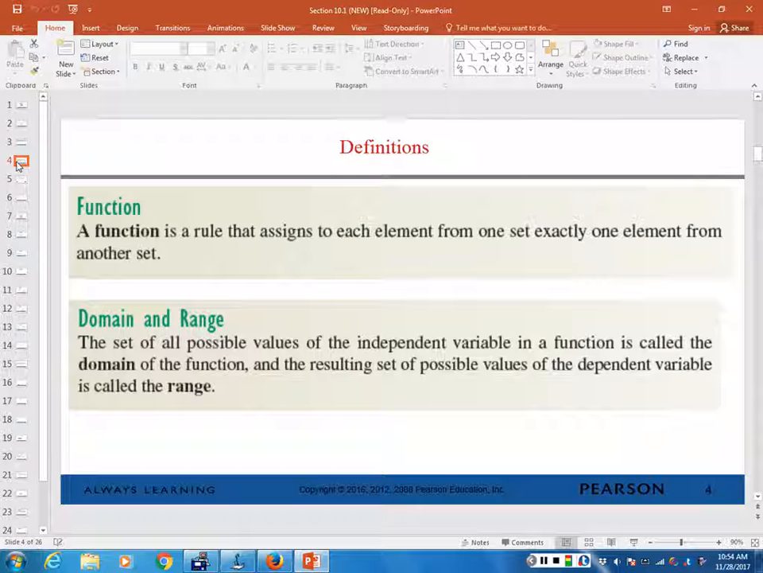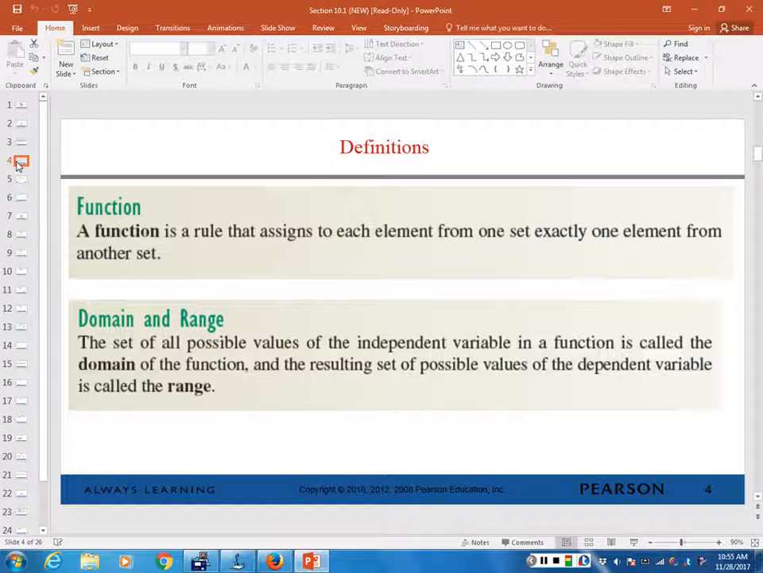So first we need to have some definitions. First of all, these are math definitions. I do not expect you to memorize them. But I'm going to give you the math definition, and then we're going to try to put it in English. A function is a rule that assigns to each element from one set, which we will call the domain, one and only one unique element from another set that we're going to call the range.